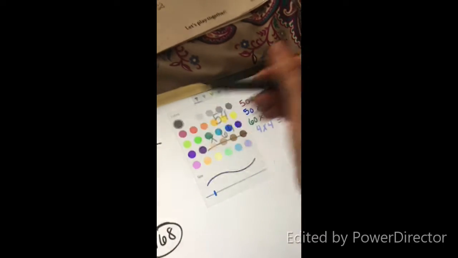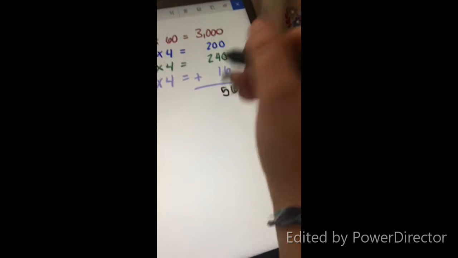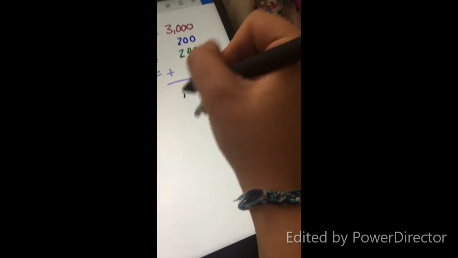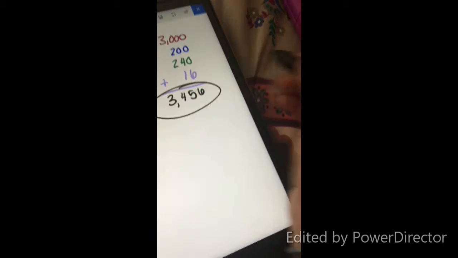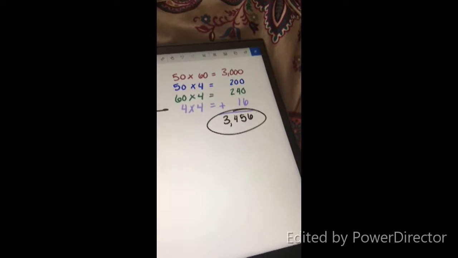After we do this, we're going to add up all the numbers. So 6 plus 0 is 6. 4 plus 1 is 5. 2 plus 2 is 4. And then 3,000 plus nothing is 3,000. So our answer is 3,456.